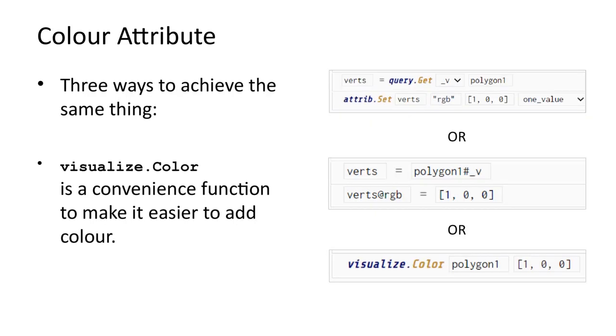There are 2 other ways to achieve the same thing. The second way uses the hash and its shortcuts. The third way uses the visualize.color function. This is a convenience function for setting the color on any entity. All 3 ways end up doing the same thing. They all create an RGB attribute on the vertices and set the values. Let's have a look at materials next.